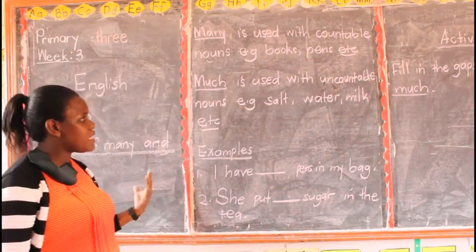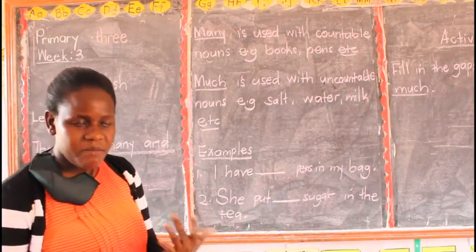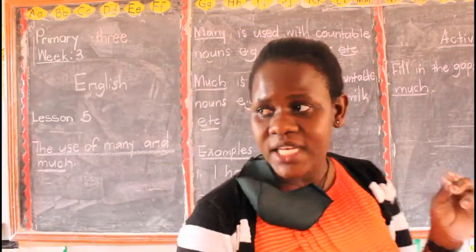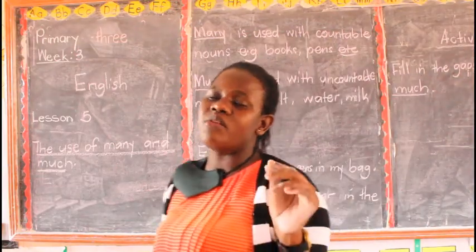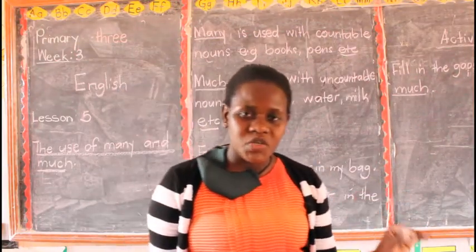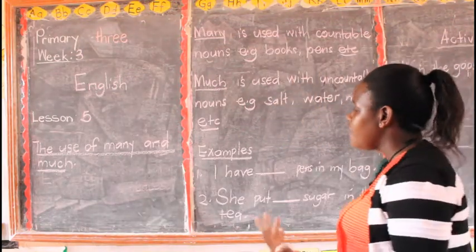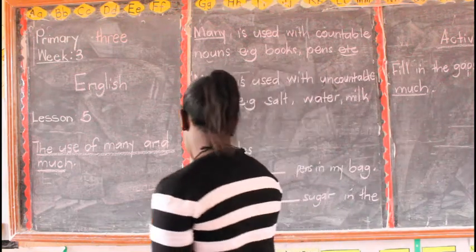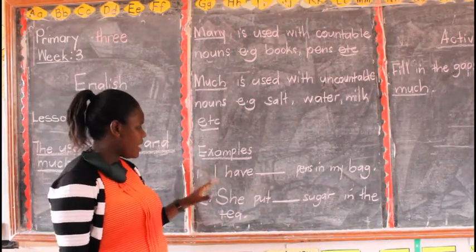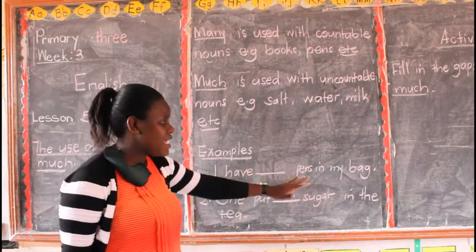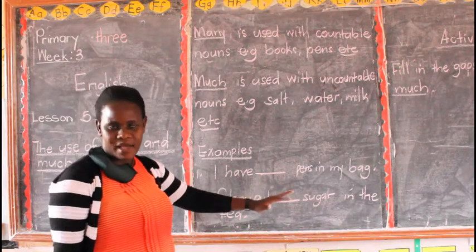Let's see examples here. Remember, we are using much and many. Put it in your head that much is used with uncountable nouns, and many is used with countable nouns. You will never fail numbers concerning filling in much and many. The first example: I have dash pens in my bag.